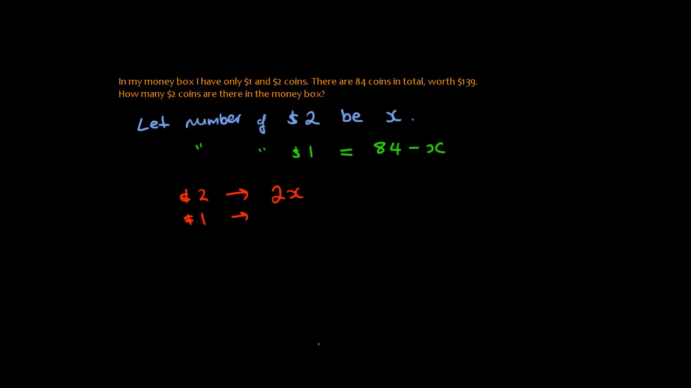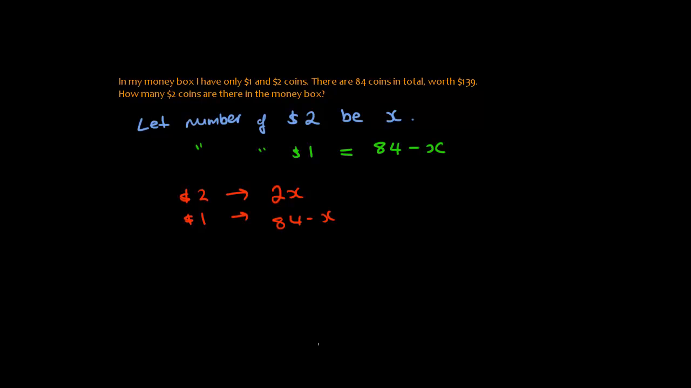How much are my $1 coins going to be worth? Well, obviously if I've got 5 coins, this is $5. So if I've got 84 take away X coins, it's 84 take away X dollars. They gave me the same amount. Again, let's say I had 10 $2 coins, means I've got 2 times 10 is 20. If I got 10 $1 coins, 10 times 1 is 10. So that's why they stay the same.